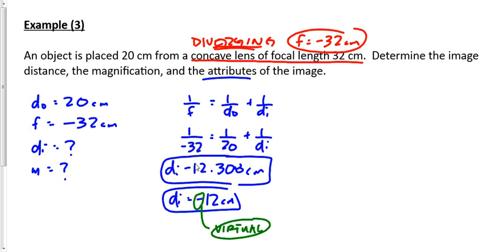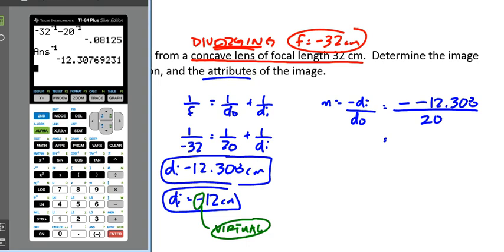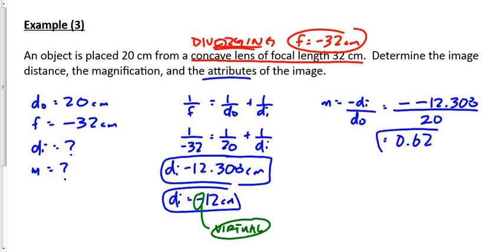All right, let's calculate the magnification now. M is equal to negative DI over DO. That's negative 12.308 divided by DO, which is 20. It's positive because negative times a negative is positive, right? Divide that by 20 gives us a value of 0.62. The fact that that is a positive magnification tells me that the image is upright.